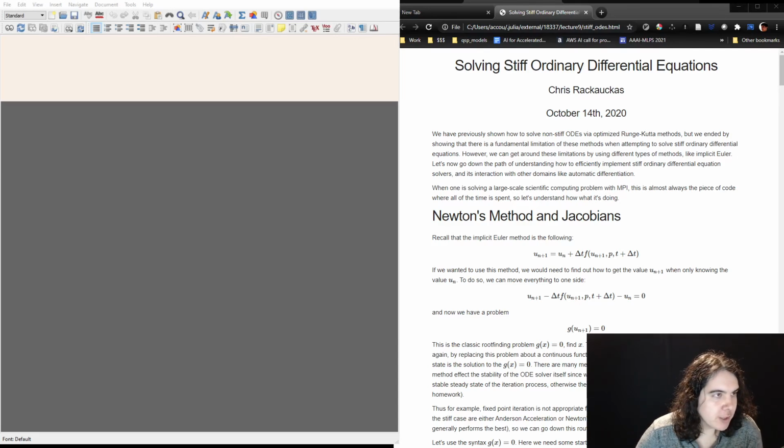So today we're going to be talking about solving stiff ordinary differential equations. In practice, when you're working on these really big problems, pretty much all of your equations are going to be stiff. Why is that the case?